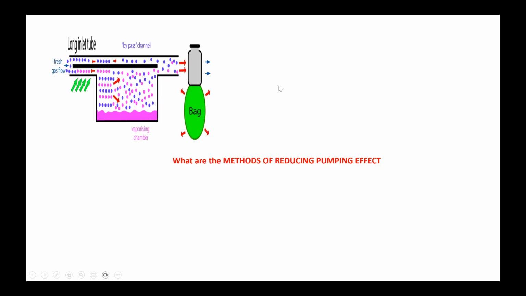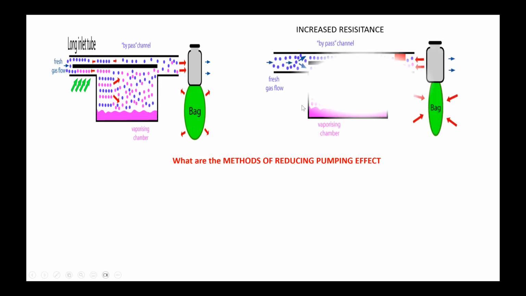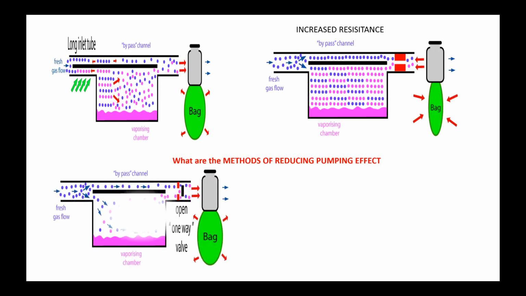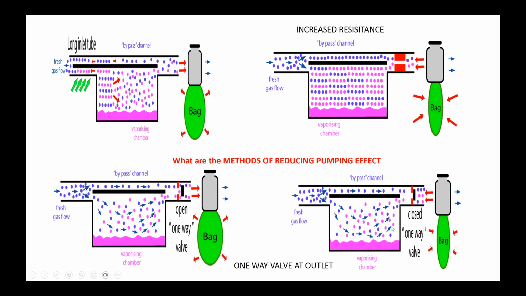Have a long inlet tube, then increase the resistance to the flow. That is, if the back pressure is coming, you put a valve and don't allow that back pressure to reach the bypass chamber or the vaporizing outlet. Okay, so that valve will prevent the back pressure going. It opens when there is a forward flow, and will not allow the backward pressure to go, and so it closes. So these are the two methods, or three methods rather. One is to have a long inlet tube. Second is to increase the resistance at the outlet.